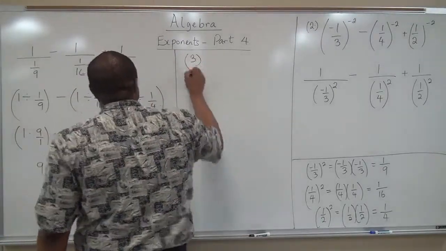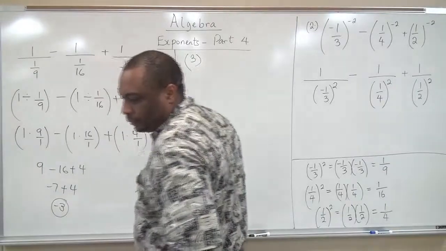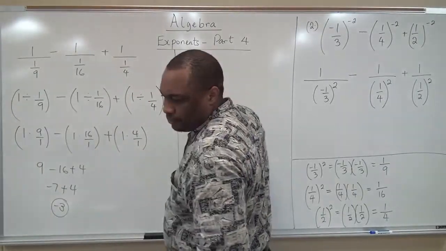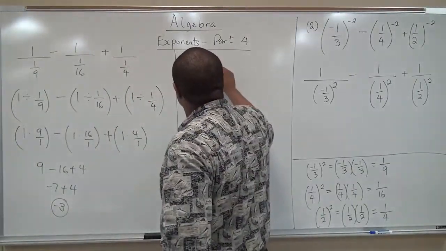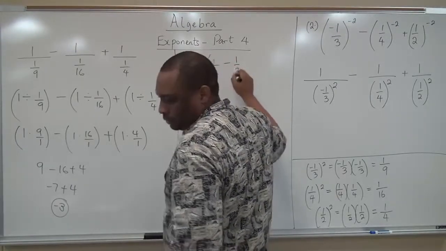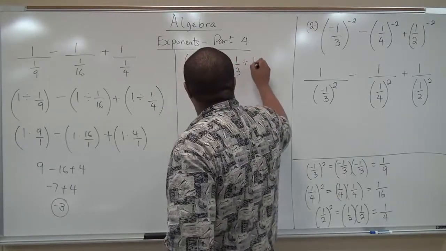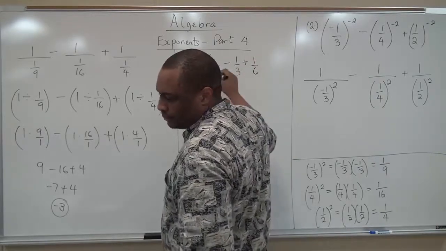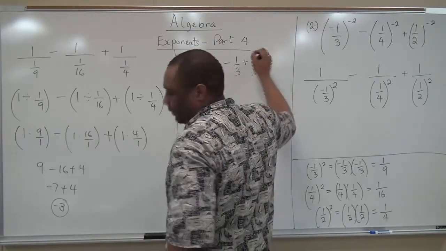Question 3. We have 1 over (1/2 minus 1/3 plus 1/6) exponent negative 3.